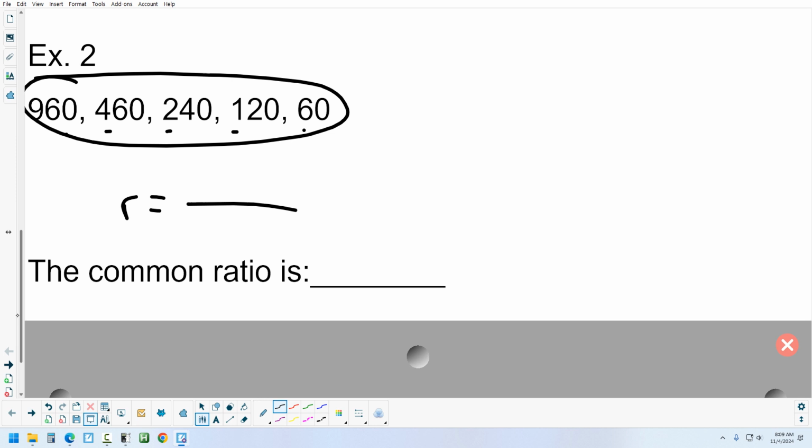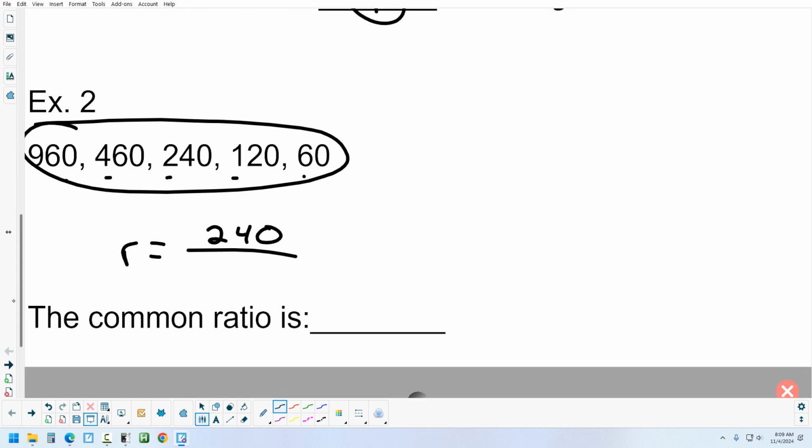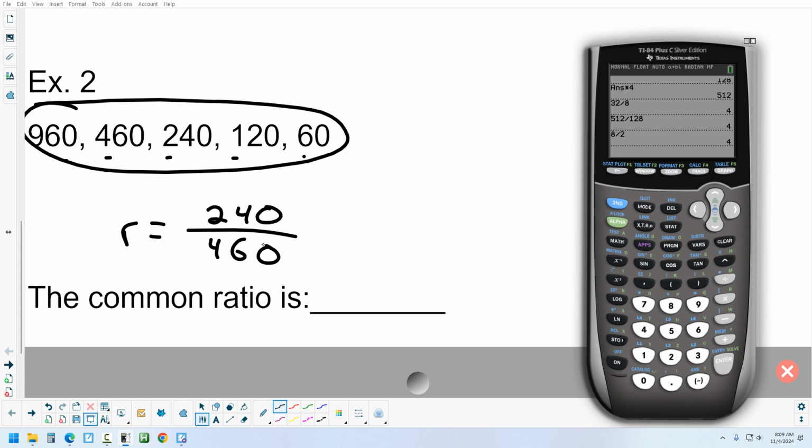We'll do 240. Okay, so we could take 240, and what would we divide by? 120? For what it? The term before. 460. I thought it was like term before, like this one. So as we read it left to right, the one before it is always the one to the left. The one after it is always to the right. All right, so 240 divided by 460. Let's type it in and see what we get.